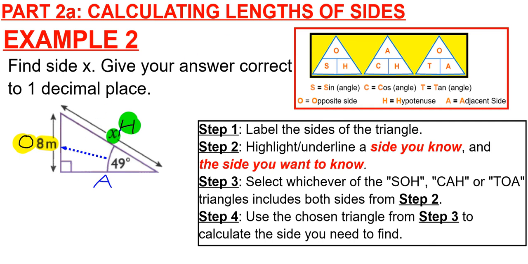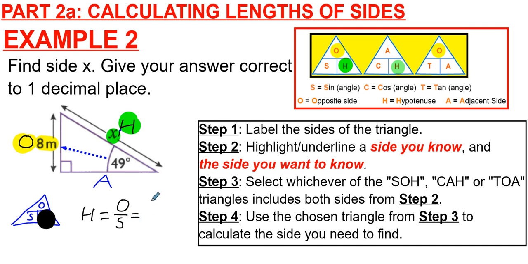So now let's have a look and put in the O and H on each of these triangles. So O occurs in SOH and TOA. H occurs in SOH and CAH, but not TOA. So yet again, the triangle with the most information in it, the one we're going to use, is the SOH triangle. Oops, sorry, skipped on a bit too fast there. So because we want the SOH triangle, we're going to copy this down. And because we want to find out the H, we're going to write H equals. So again, because we want H, cover up H in the formula triangle, and we're left with O over S, like we were before.